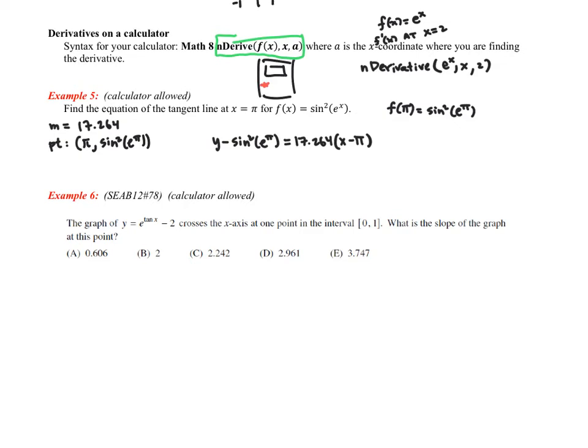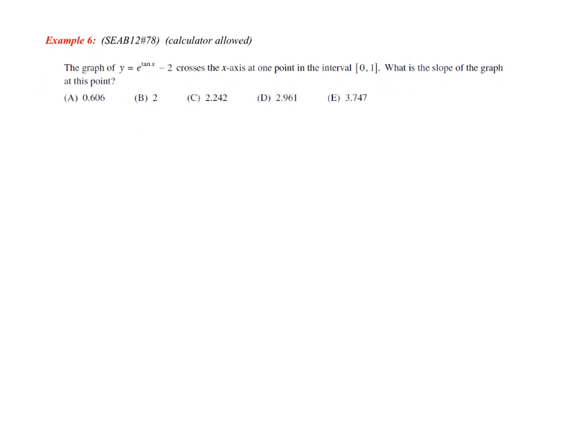Okay, let's look at example 6. Looks like a calculator allowed problem. We got a nasty function, y equals e to the tangent x minus 2, crosses the x-axis at one point in the interval there. What is the slope of the graph at that point? Okay, so this is a little bit more involved. What it's going to require me to do is find the point of intersection.